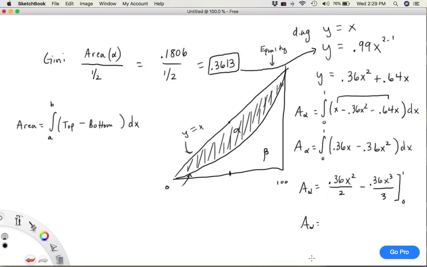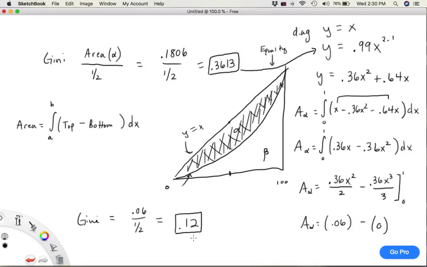When you do that, you get 0.06 when you plug in 1 and 0 when you plug in 0. So the area of the alpha piece here, the shaded piece, for this curve is just 0.06. So then the Gini coefficient is just going to be the area, 0.06, divided by the area of the whole triangle, which is 1/2. And that gives us a coefficient of 0.12.